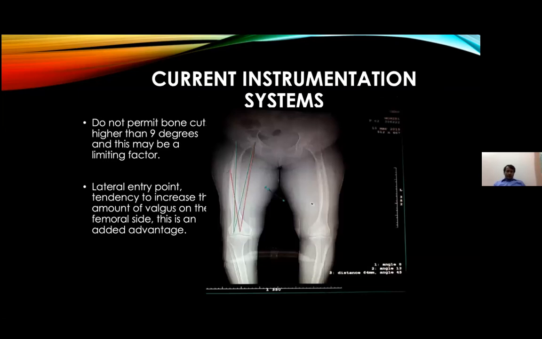With the current instrumentation system, as I told you, you can see this red color where 12 degrees is showing. Just 1 second. You can see this is 13 degrees with a red color. The moment you lateralize it, it reduces to 8 degrees. So that's the advantage, and you're able to get reasonable alignment.